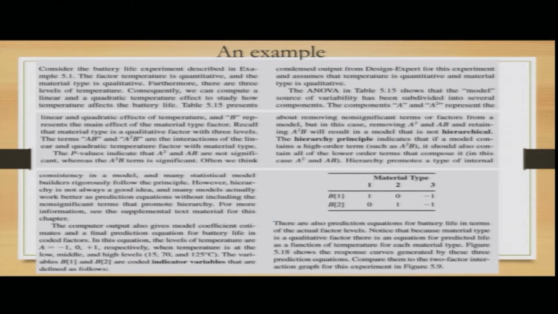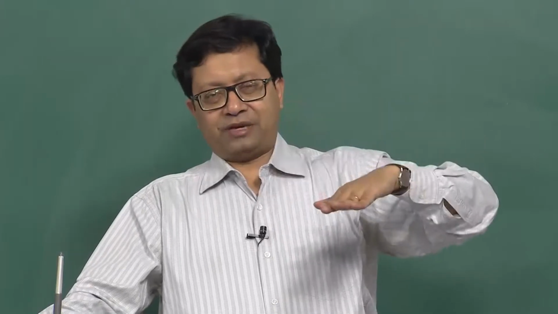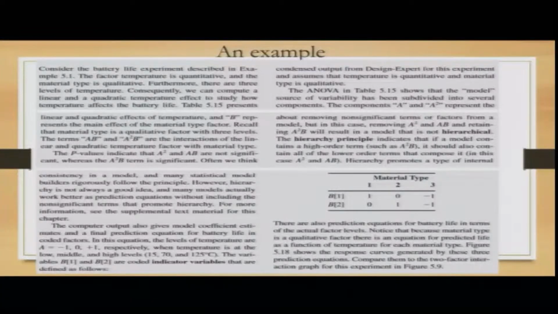Often we think of hierarchy in a model, and many statistical model builders rigorously follow this principle. However, hierarchy is not always a good idea. If you want a hierarchy where A squared B would have the highest effect, then A B squared would be the next effect, then AB, and so on, that may be true theoretically, but what is the practical essence? It is very difficult to find out. Many models actually work better at prediction without including the non-significant terms that promote the hierarchy. For more information, let us see the text material for this chapter.